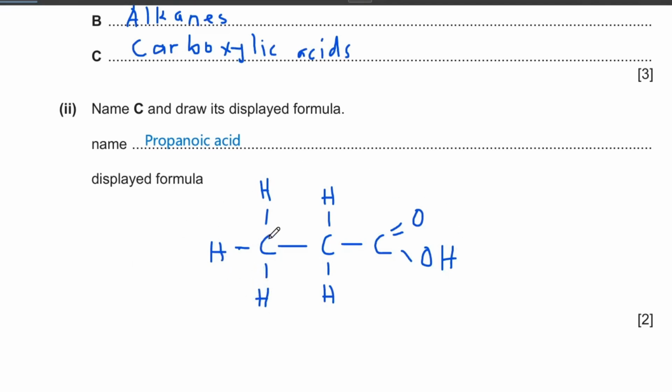Don't forget that your carbon must have 4 bonds, not less, not more than 4 bonds. So if you check, all our carbons have 4 bonds. This carbon 1, 2, 3, 4. This one 1, 2, 3, 4. This one 1, 2, 3, 4. So this is the correct displayed formula for propanoic acid.